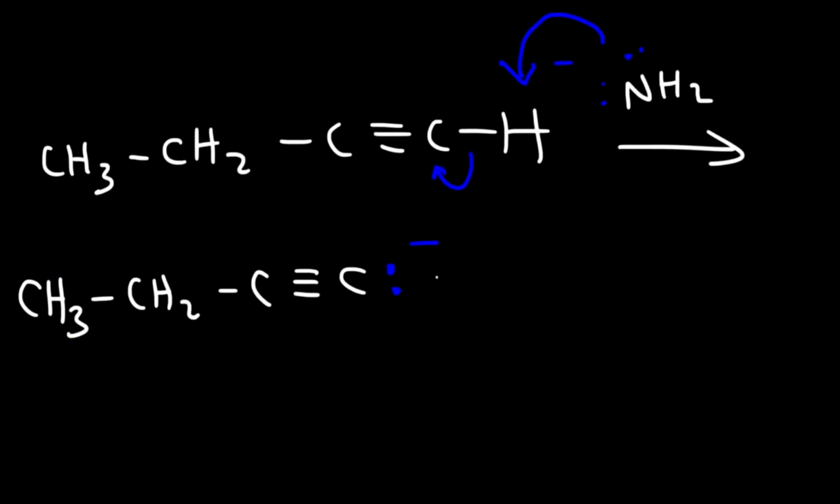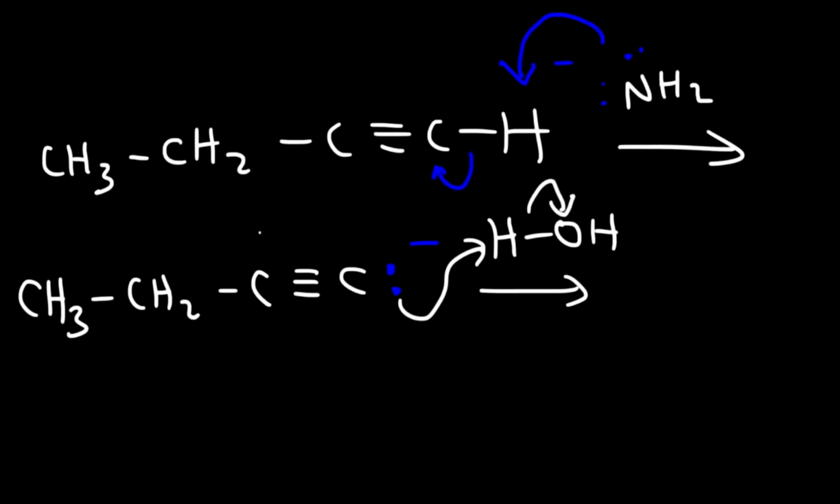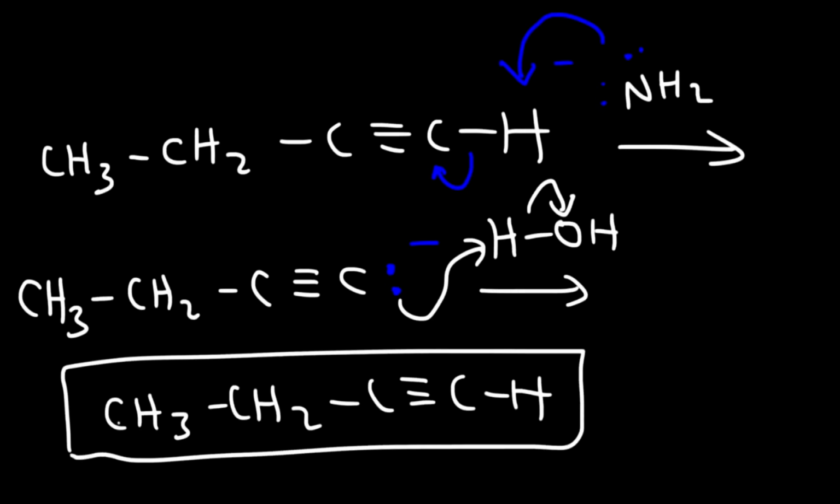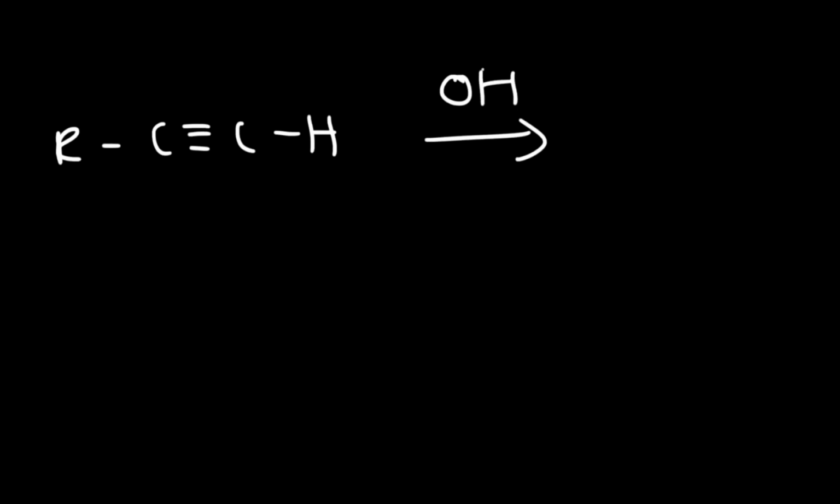And it's going to stay like this until you add water. So once you add water, this alkynide ion will take a hydrogen, generating hydroxide. And so that's how we can form the terminal alkyne and get it out of the solution. So it's important to understand that KOH, or hydroxide, even at high temperatures, cannot take off this hydrogen.